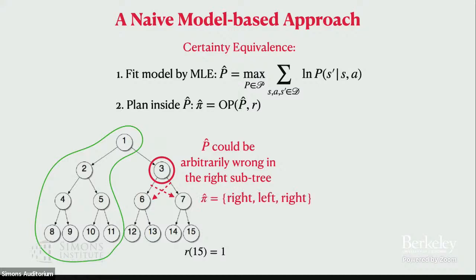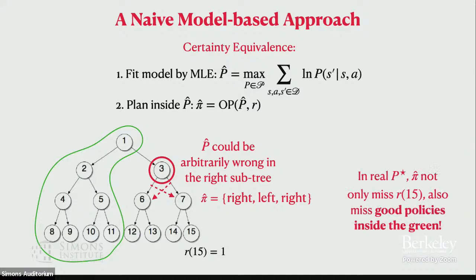And in this case, the planner will pick a policy that looks like right, left, right, because the planner believes that if you pick this policy, you would achieve reward 1 in the model p hat. But the reality is that if you execute this policy in the real world, you will actually just visit a state where you have reward 0. You're even going to miss the suboptimal policy inside this green region. So that's the issue of this naive approach.